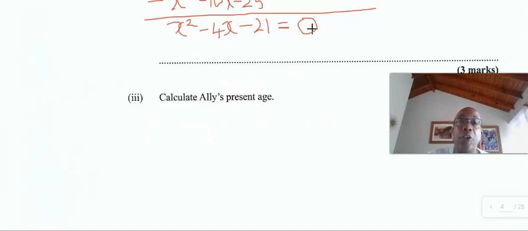Now this equation is a quadratic equation. A quadratic equation is where the unknown is to the power of 2. So let us see how we can solve this equation to find X. Let's rewrite the equation here: X squared minus 4X minus 21 equals 0.